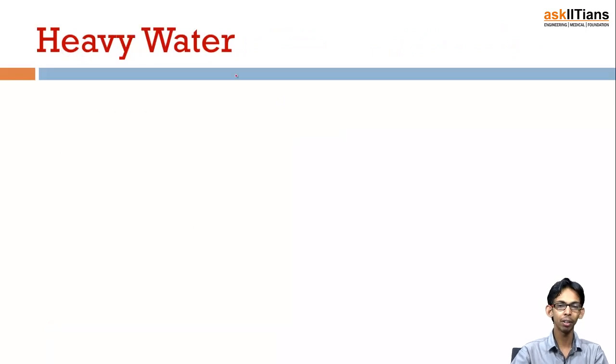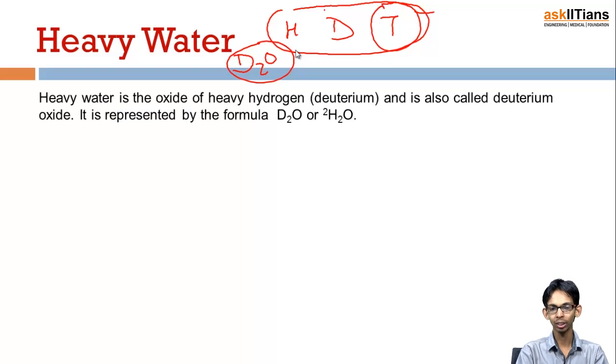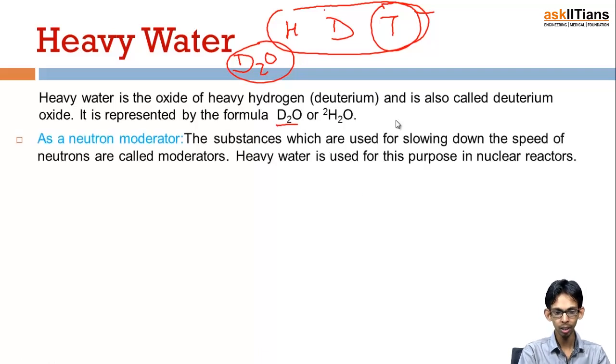We are very well aware of the fact that there are hydrogen isotopes: protium, deuterium and tritium. 3 isotopes of hydrogen. Tritium is radioactive, so it is not stable, but if water is formed by a deuterium molecule, it is known as heavy water. Heavy water is the oxide of heavy hydrogen, that is deuterium, and it is also called deuterium oxide, and it is represented by the formula D2O. And how is it used? Actually, heavy water is used as a neutron moderator.